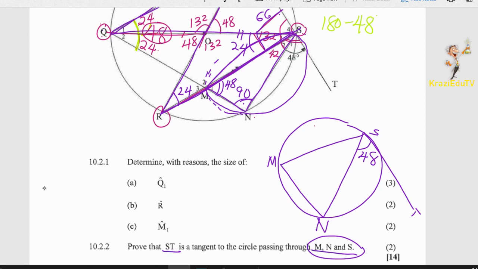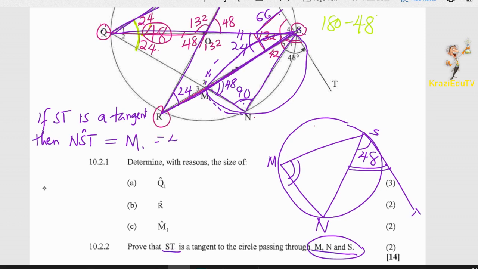In your own separate working, now this you don't write in your answer booklet, but this is how you answer it. If ST is a tangent, then angle NST, see this angle here, should therefore be equal to angle M. Tan chord. Angle NST should be equal to angle M1. And that should be equal to what? 48. Now, this is what you are going to look for in the question.